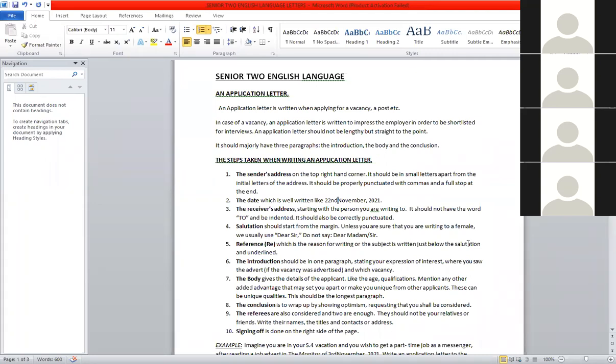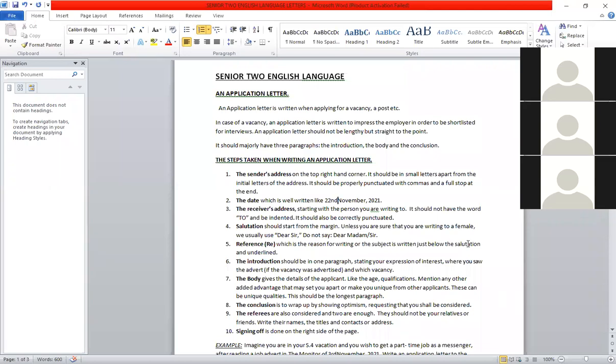If it is in newspapers, you'll say maybe in reference to the advert or advertisement that appeared in this newspaper of this date, I humbly apply for the post as a head girl or as a head teacher or as a messenger, anything you are applying for. But it's always better to quote the source of the job advert. If it is not given, then you don't need to include it there.